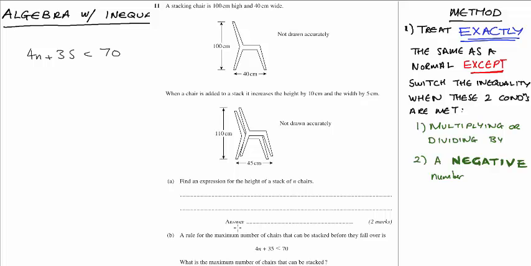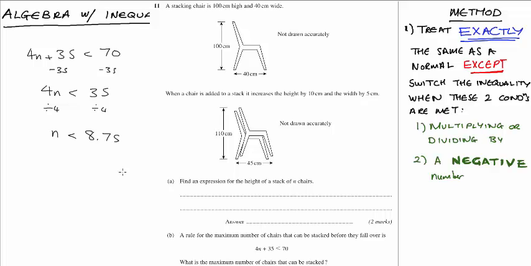Let's first solve this, because n is the number of chairs. The first thing I'm going to do is take away 35, so I get 4n less than 35. Hopefully you're happy. I shouldn't be flipping the sign here, because I'm not multiplying or dividing by a negative number. Then finally I divide by 4. Now this was on a calculator paper. The answer will come out to n is less than 8.75.